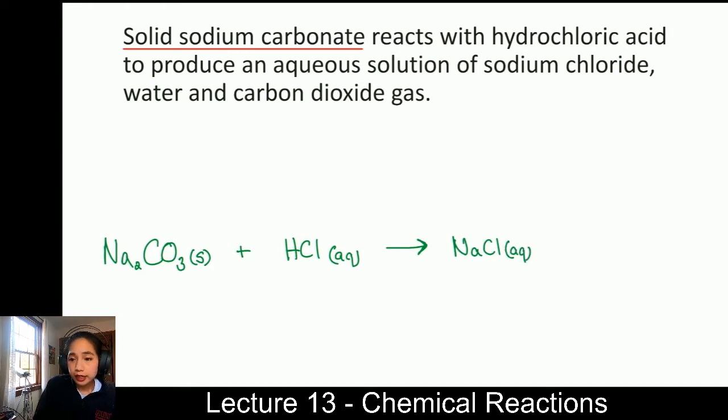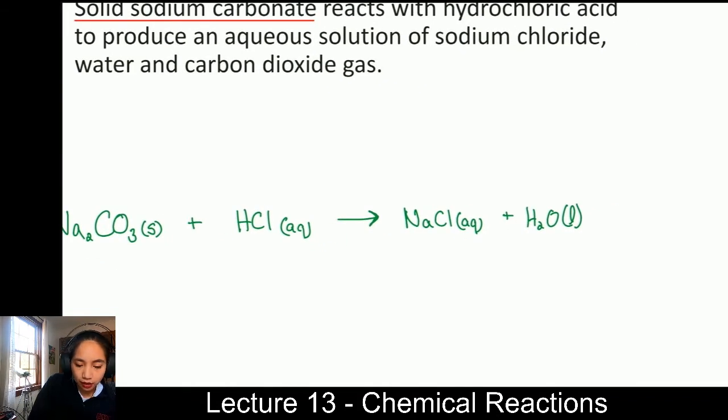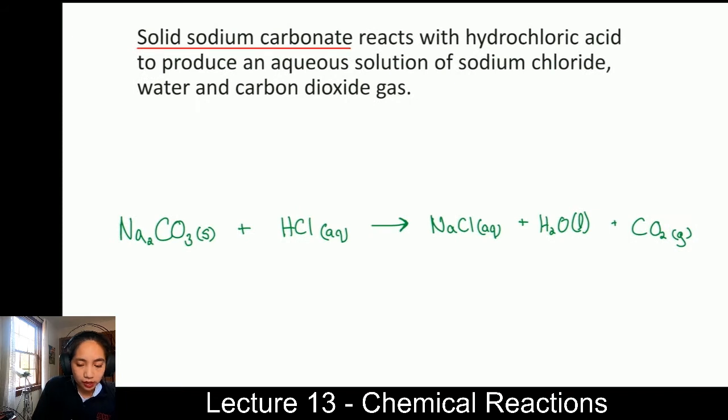Water is water, so it's H2O. And the state of water is always liquid. Although it says that this is an aqueous solution, aqueous means that this whole thing is in water, but this reaction produces a water molecule. So we're going to say that water is a liquid. And carbon dioxide gas, so CO2 gas. All right, so there is our skeleton structure.